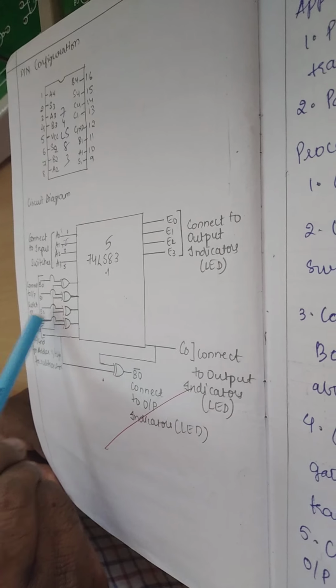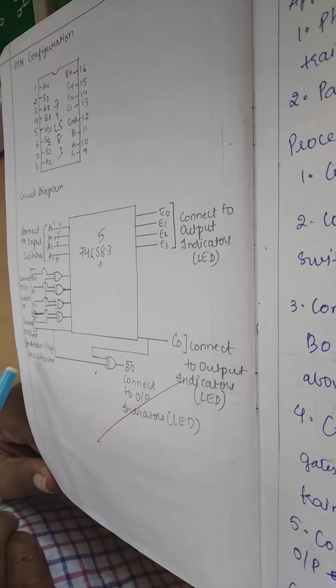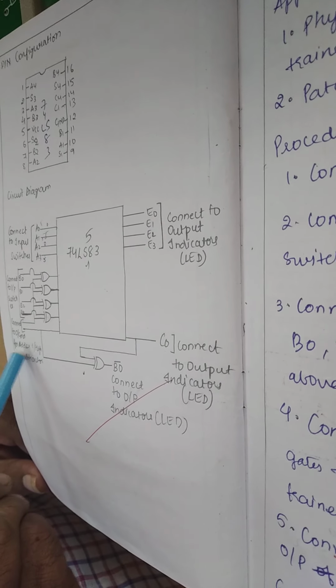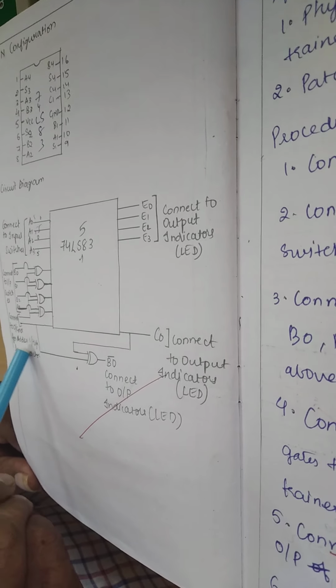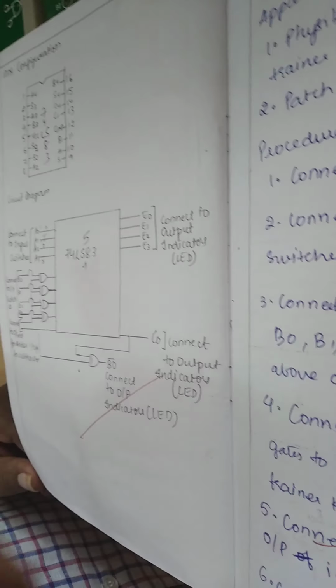So all of you see here, please, carefully. 74LS83 is the IC number. The IC consists of input switches A0, A1, A2, A3. So these are the XOR gates. The XOR gate inputs are also B0, B1, B2 and B3. Next, this is the adder, the XOR gate B0. Next, E0, E1, E2, E3 are the outputs.